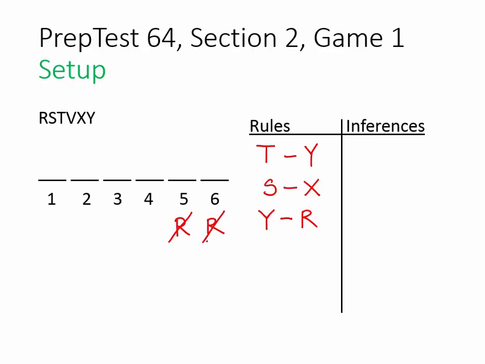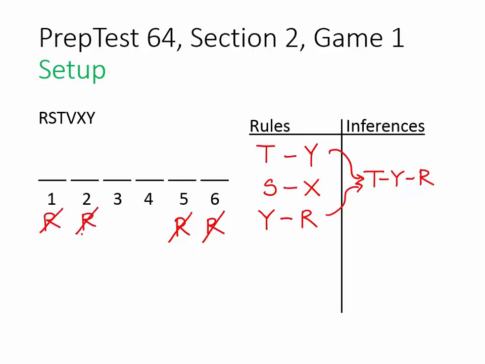Now let's go ahead and see if we can make any inferences. We have no if-then statements, so there's no contrapositives that we can make. However, we can combine this rule and this rule into one that says T comes before Y comes before R. And if we use that inference for just a moment here, you can see that R cannot come earlier than the third space because both T and Y have to be before R. Therefore, we can say that R can't go in space number 1 and R can't go in space number 2.